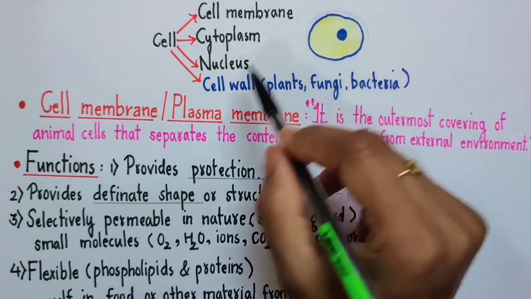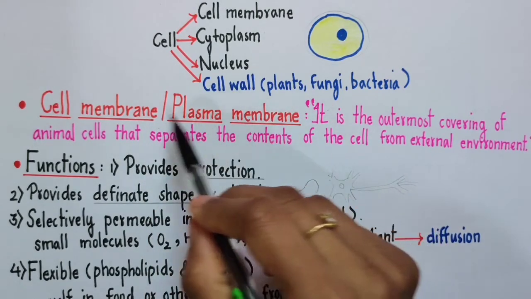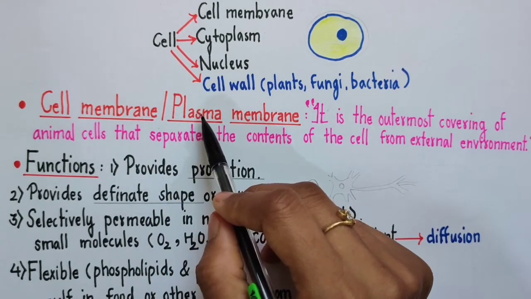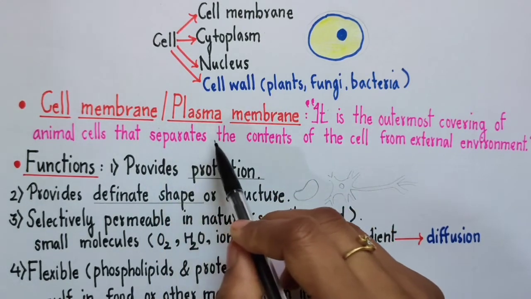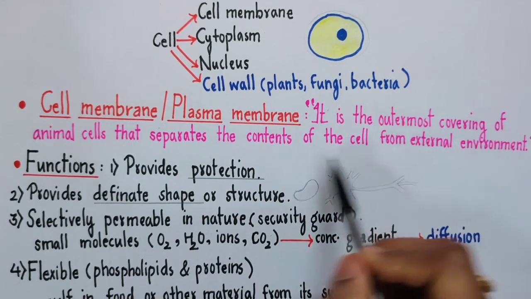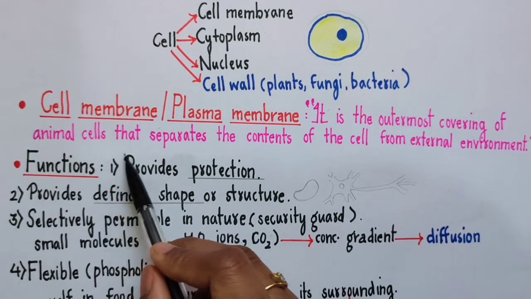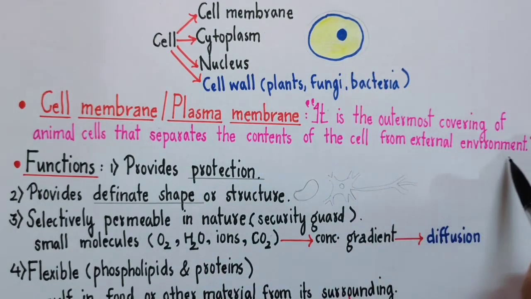Now coming to our cell membrane or plasma membrane. These two terms are synonyms. We can use either of the two. So how do we define the cell membrane? It is the outermost covering of animal cells that separates the contents of the cell from the external environment.